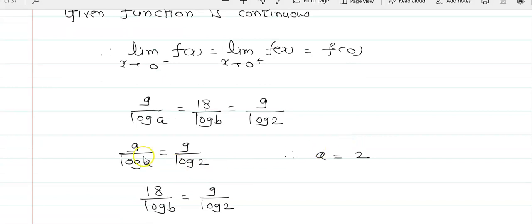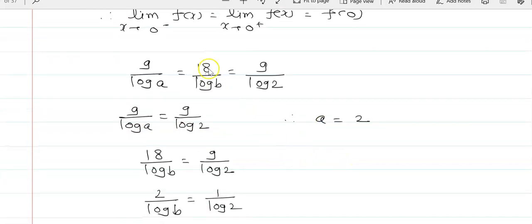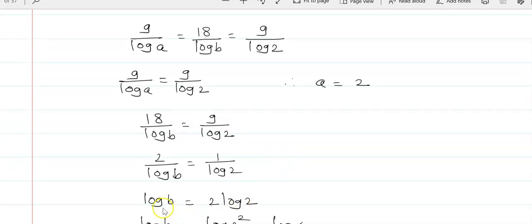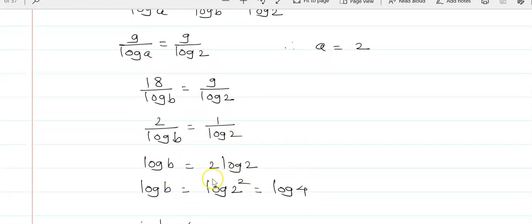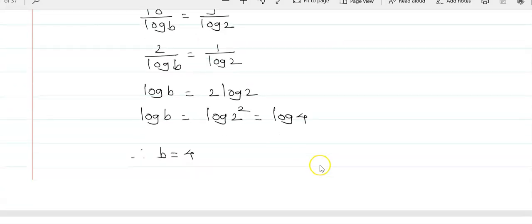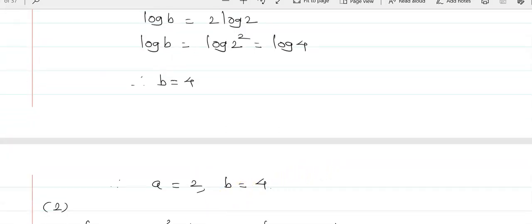Now see this one by one. 9 upon log of a is equal to 9 upon log of 2. It indicates that a is nothing but 2. For the next, 18 upon log of b is equal to 9 upon log of 2. That is 2 upon log of b is equal to 1 upon log of 2. Simplify it, then you will get by cross multiplication, log of b is equal to 2 times log of 2. That is log of b is equal to log of 2 raised to 2, that is equal to log of 4. And therefore b is equal to 4. And hence a is equal to 2 and b is equal to 4.